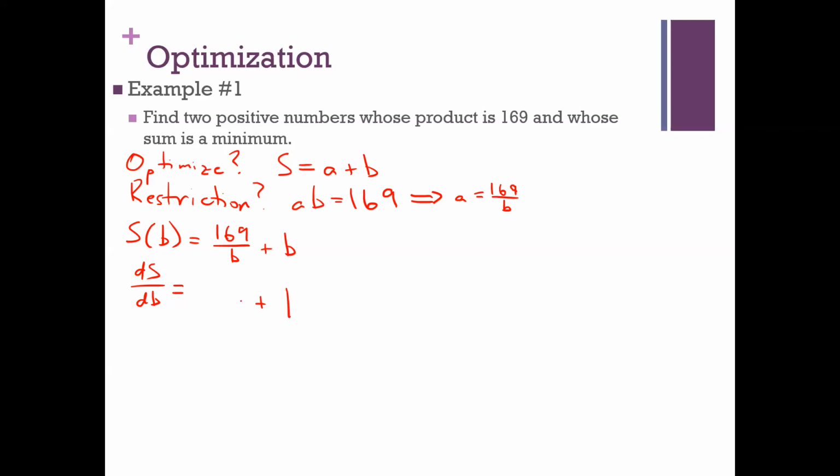I'm gonna handle this part for you. 169 over B squared. Missed something. You gotta use quotient rule there. You don't have to use quotient rule. I mean, it's the way it's written. Probably the way most of us, including me, think: oh, it's a fraction, it's quotient rule. But I'll remind you that you can rewrite that so it's not explicitly written as a fraction. Negative 169 over B squared.